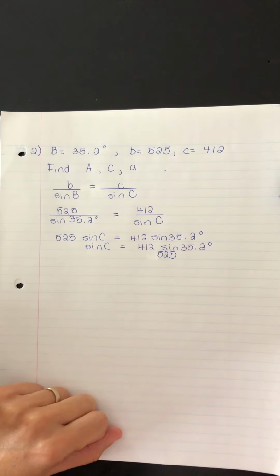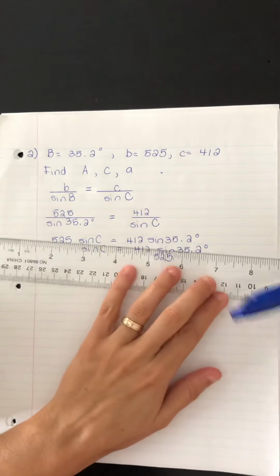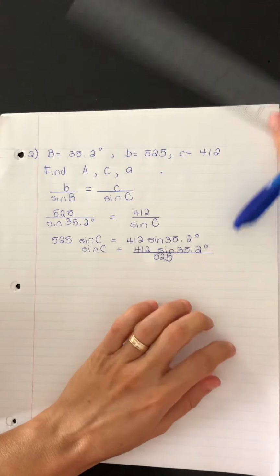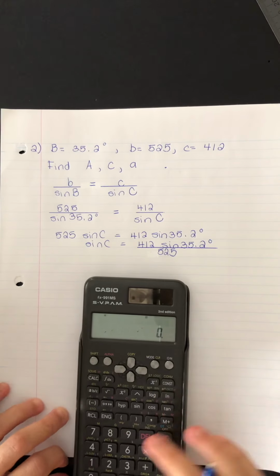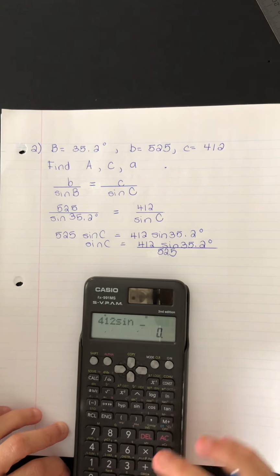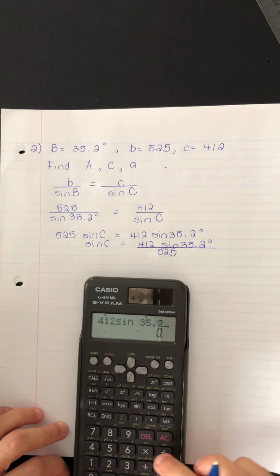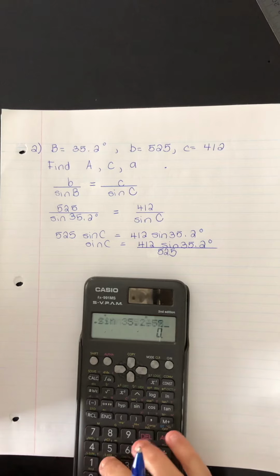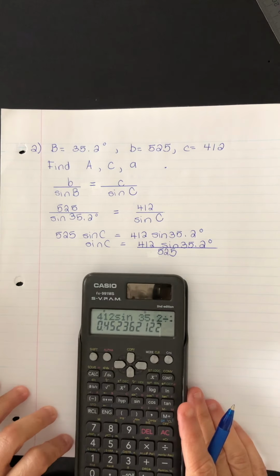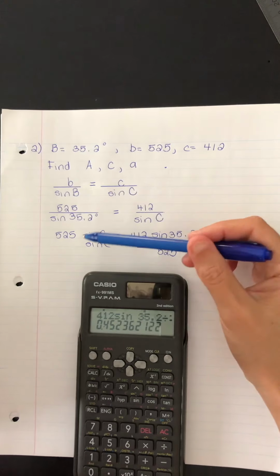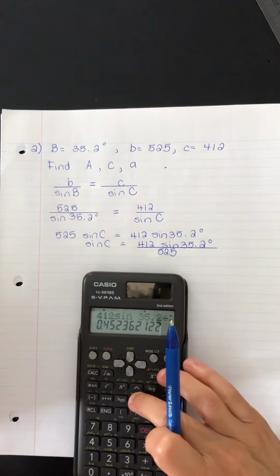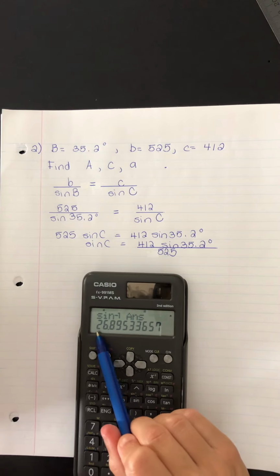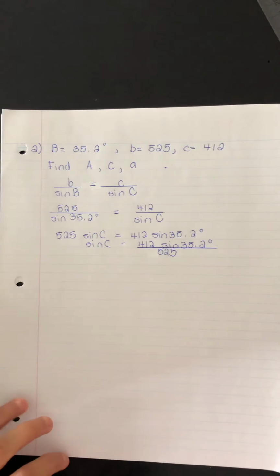Okay, just like that. All right, and so now we punch this into the calculator. So it's 412 sine of 35.2 divided by 525, and we get this number here. Okay, so that's the sine of the angle. So this means that what we do now is the sine inverse. Okay, so that's the acute version of angle C.